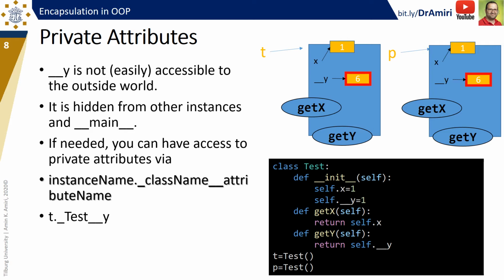I said that we cannot have access to private attributes, but the correct way to put it is that we don't have an easy way to access private attributes. If you really want to have access to private attributes of an instance, you need to write down the name of the instance. As you can see in the last line on the left side, you need to provide the name of that instance, which is T in this case, then put a dot, then put one underscore and the name of the class. After that, provide the name of the private attribute. This is a way to have access to the private attributes.